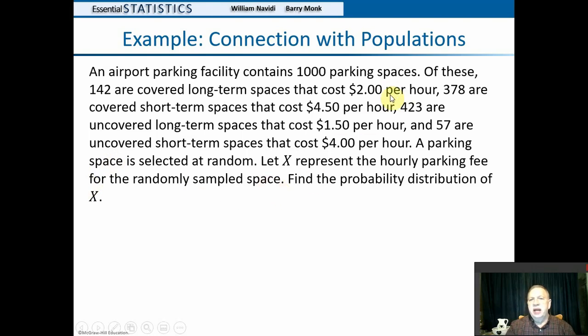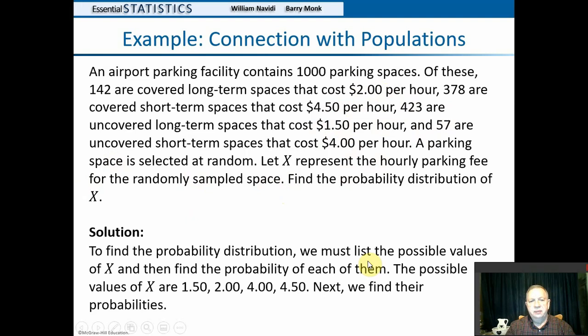Okay, so here I've got the values 1.50, 2, 4, and 4.50. So I know my X's. I'm just saying I pull into this randomly selected space. What is the probability that I'll pay certain values of these things? Here are the possible values of X: 1.50, 2, 4, 4.50. And what about the probabilities of getting into that?